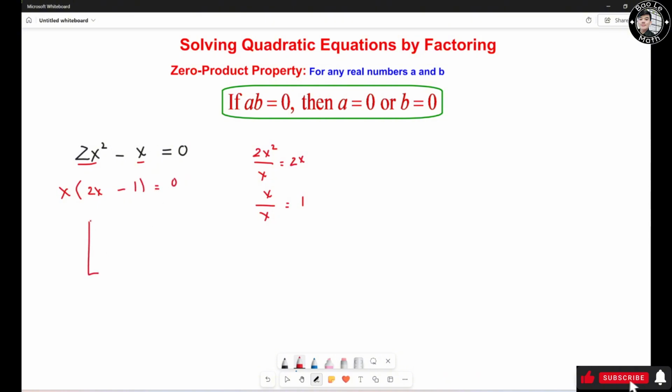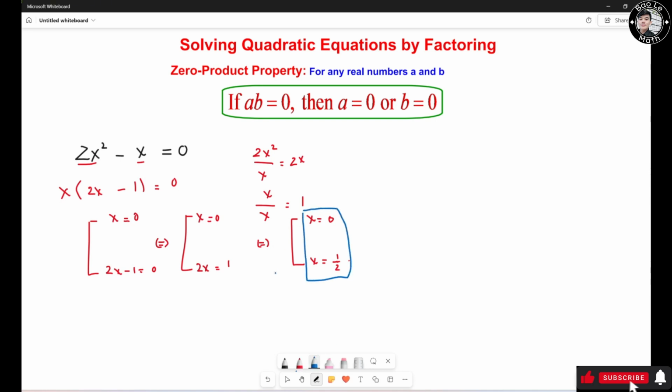So then either s equals 0 or 2s minus 1 equals 0. This one turns out to be s equals 0. And for this one, you just add 1 to both sides, so 2s equals 1. Now one more step. The top one, I just rewrite s equals 0. Now I need to divide both sides by 2, so s equals 1/2. And then we have two solutions, s equals 0 and s equals 1/2.